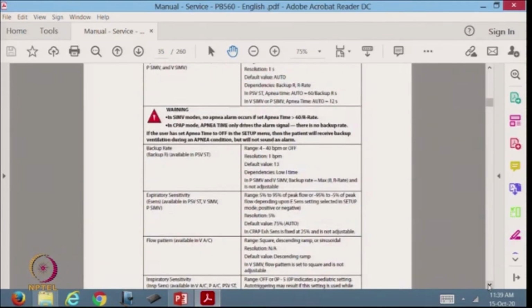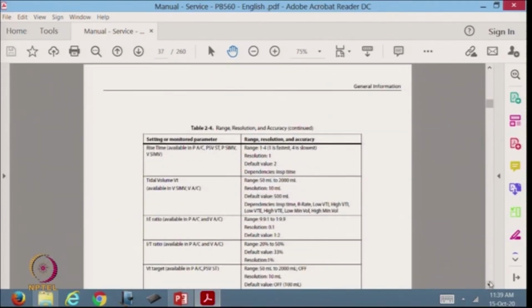So, let us see what this is. There are various terms used in the context of ventilators. We will look at a few of them. Say the second one, tidal volume VT, which is the total amount of volume that the ventilator will push in one breath. It says 50 milliliters to 2000 milliliters. We can set it with a resolution of 10 milliliters. The default value is 500 milliliters. So, here we come across two parameters, range and resolution.